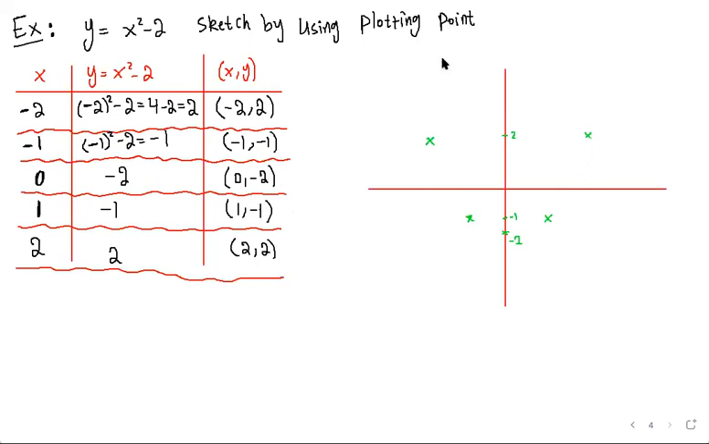Now the line will be like a parabola, something like that. It is like this.